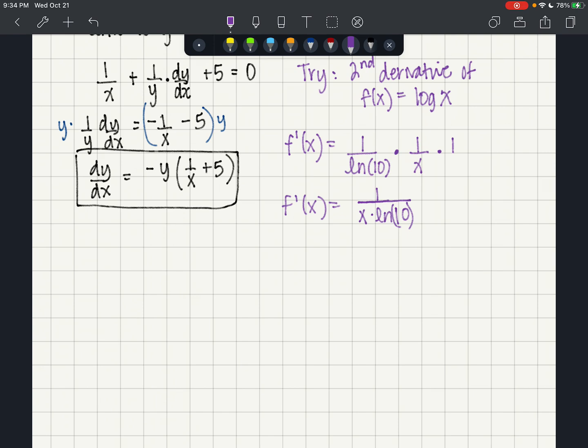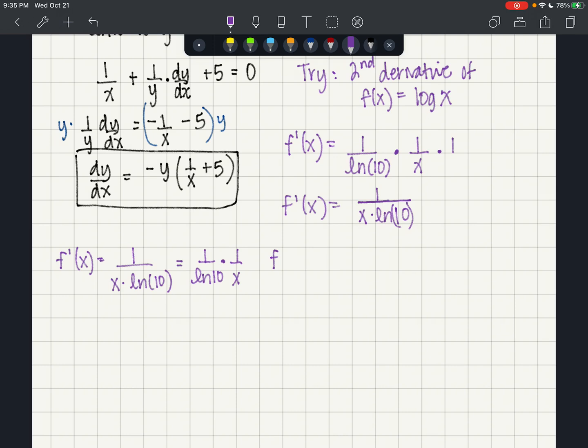The second derivative, let me come over here and show you. I just want to show you, 1 over x times the natural log of 10 looks a lot more confusing than it is. It's 1 over the natural log of 10, which is a constant, times 1 over x. That's all it is.